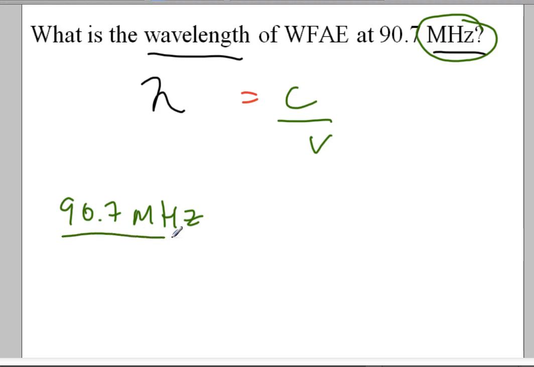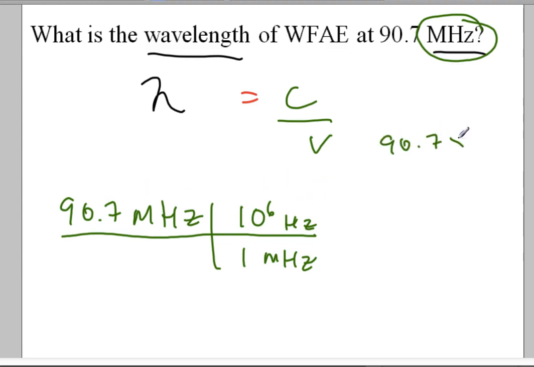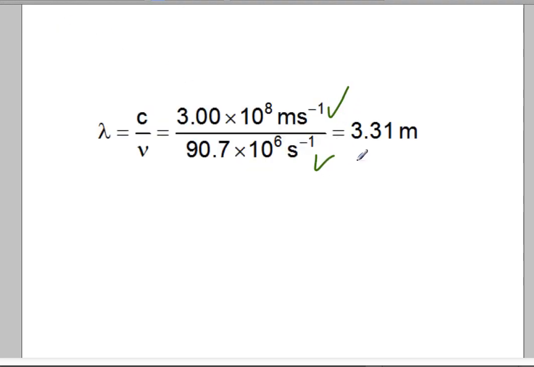I need it in hertz. Well, 1 megahertz is equal to 10 to the 6th hertz. That's just a metric conversion. For this unit, you would have to know that. So ultimately, when you multiply this, you're going to end up with 90.7 times 10 to the 6 basically is what you're going to get. The value of the constant is 3.0 times 10 to the 8th meters per second. This is s minus 1, so they cancel. So I'm going to basically be spitting this out in meters. Your ultimate answer when you do the calculations is you're going to get 3.31 meters.